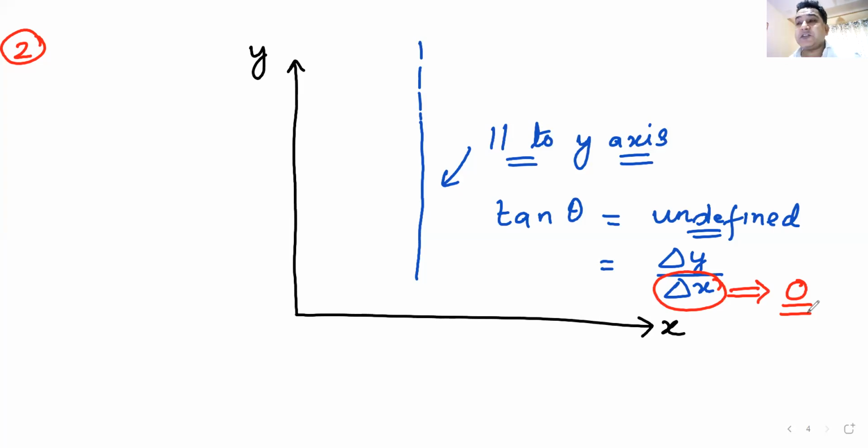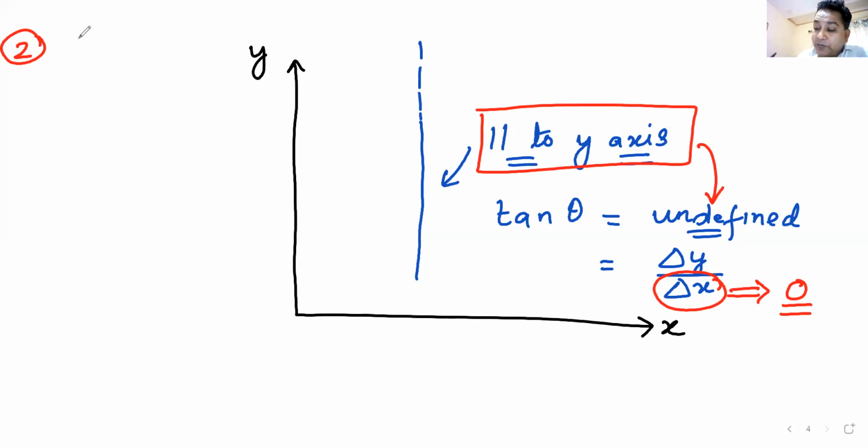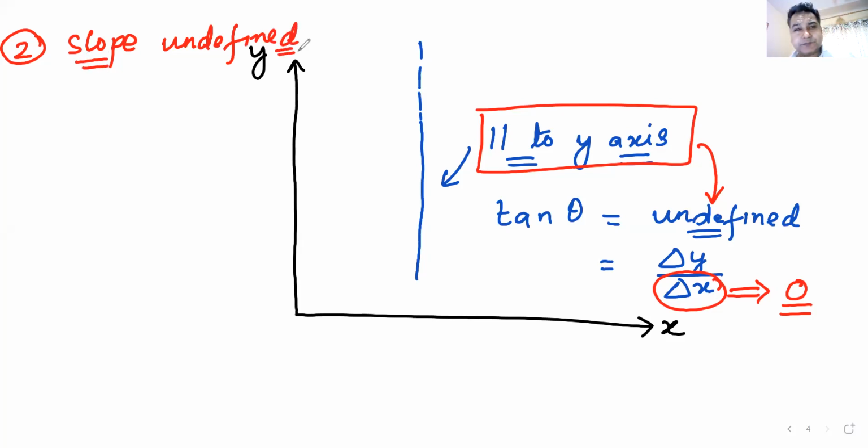So this is a line which is parallel to y-axis, and its slope is undefined. So slope undefined or infinity, don't call it infinity. The slope is undefined. This actually is not possible, that y changes without change in x. Am I clear with this point? Two slopes we have seen. Zero slope, infinity slope. Shall we move ahead to the next one?